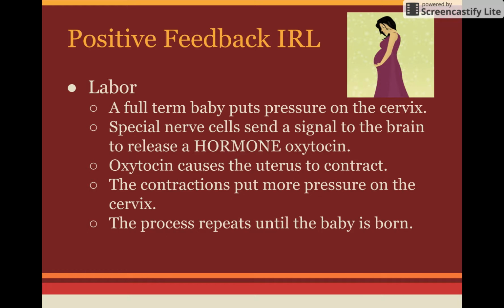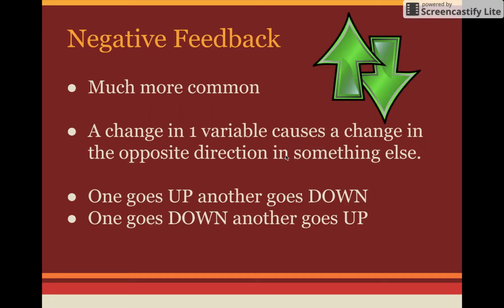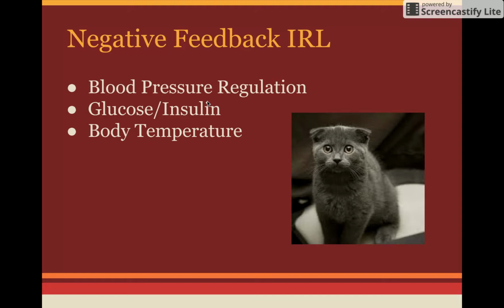The one we are going to focus on, sorry, my cat is playing with her toy. There we go. Negative feedback loops. In negative feedback loops, we have one variable going up and the other going down, or one going down and the other going up. So they're opposites. This is most often how the body works. For this course, the ones we'll spend most of our time on are blood pressure regulation, glucose and insulin, which is your focus for today, and body temperature, which I already briefly talked about.